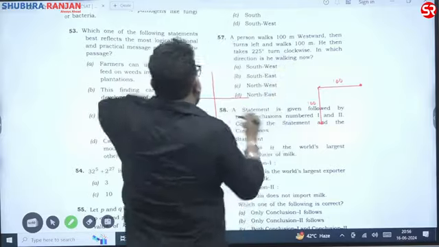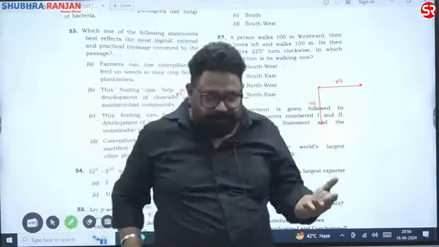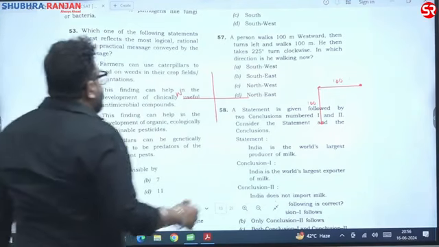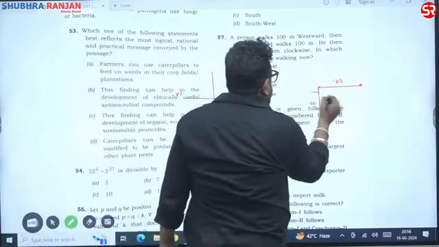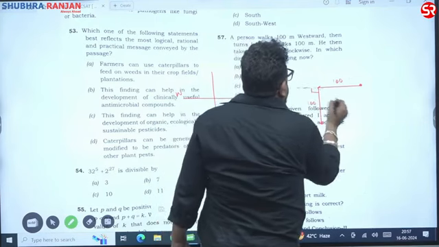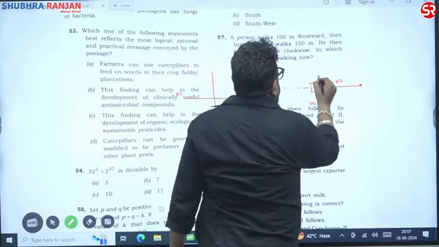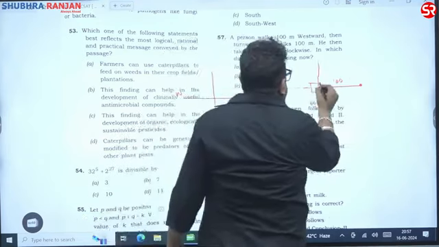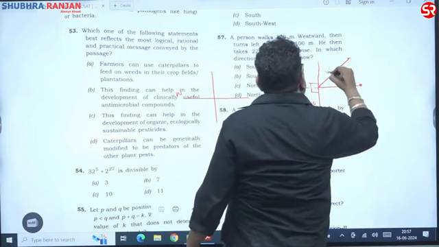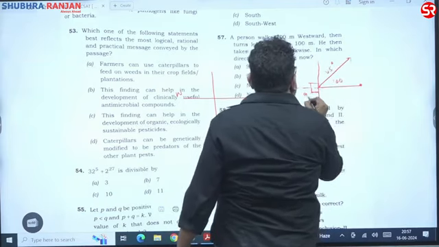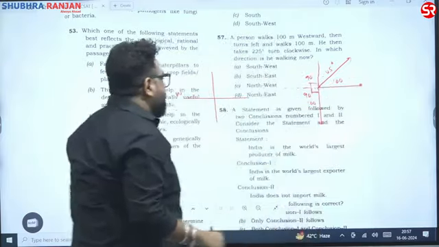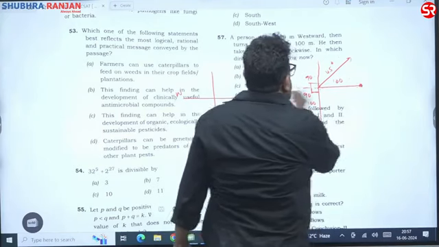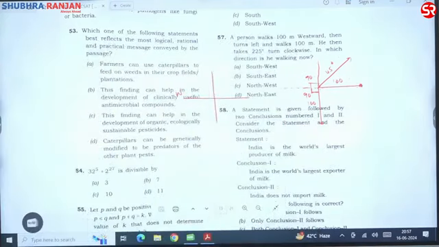So 225, what is 225? 90 plus 90 plus 45, isn't it? So from here 90 degrees, then 90 degrees, and then 45 degrees. 90, 90, 180 plus 45, isn't it? So now you see this, from here he went west, so which direction is this going to be?